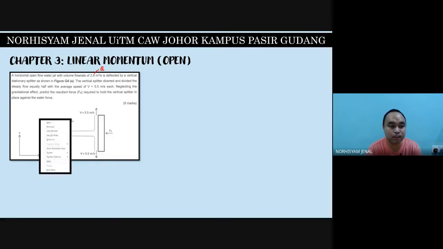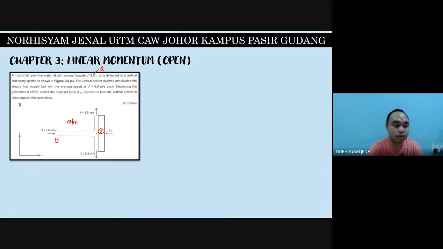pipe. So this is ATM, and the whole thing will have a pressure of zero. For example, here we have point 1, and here we have point number 2. So for these two points, the pressure P1 and P2 should equal zero, since again, remember, our study is based on gauge pressure.